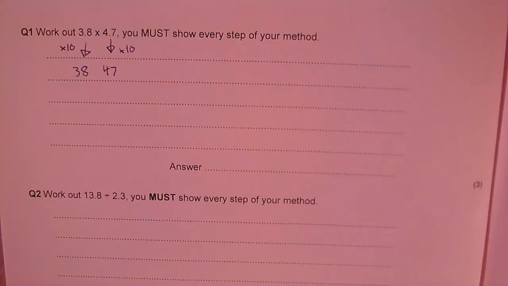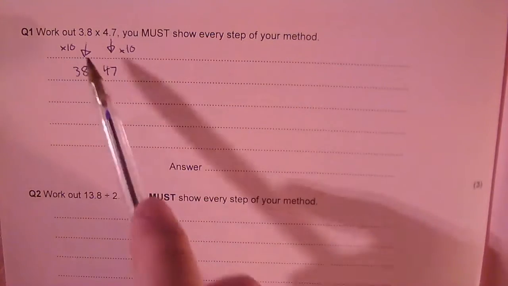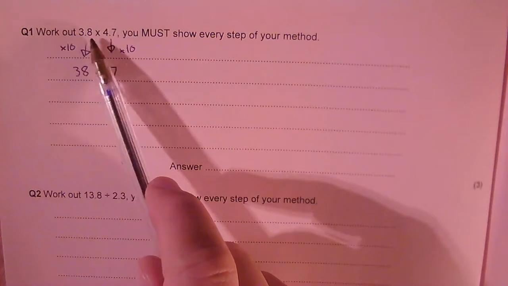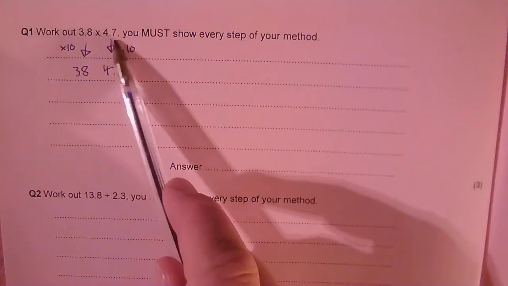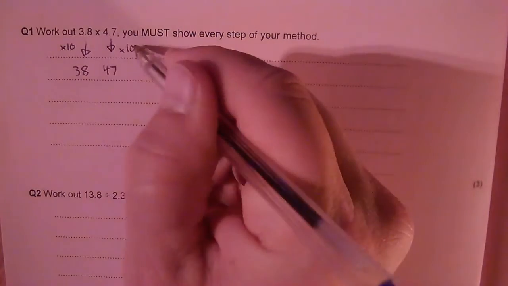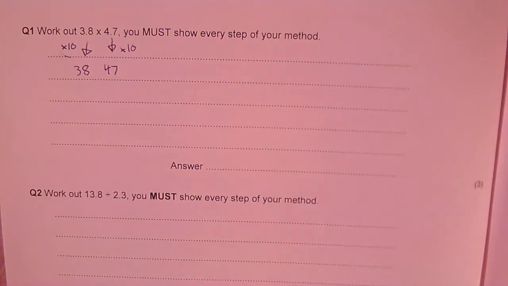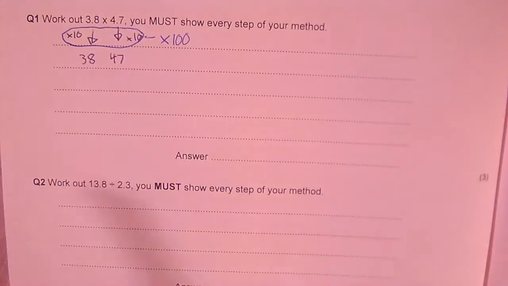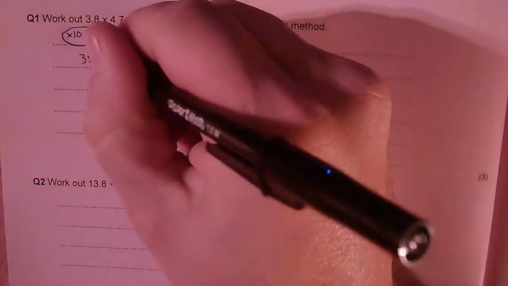Now it's worth noting at this point that if I times this one by 10, the whole thing would become 10 times bigger, the whole calculation. If I times this one also by 10, the whole thing becomes 100 times bigger. Okay, so I'm just going to circle that to show that that means times 100. Okay, so I'm doing 38 times 47.